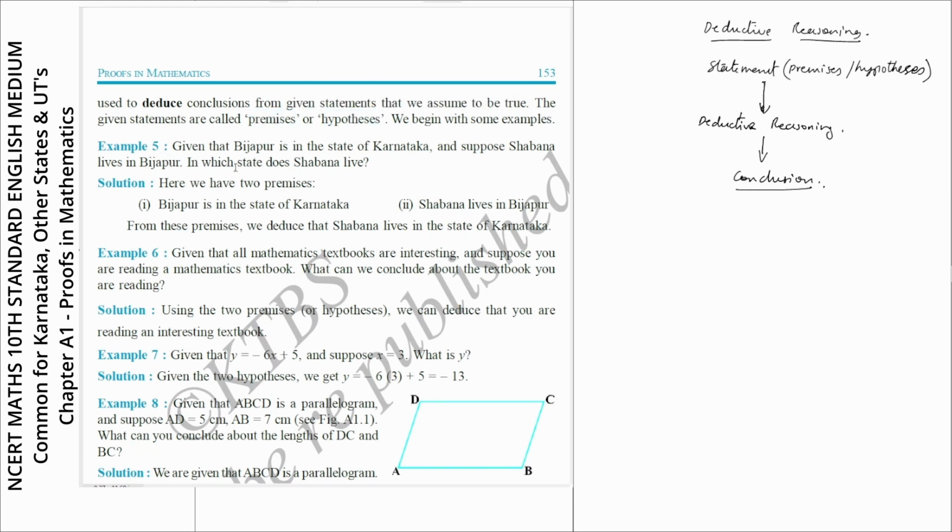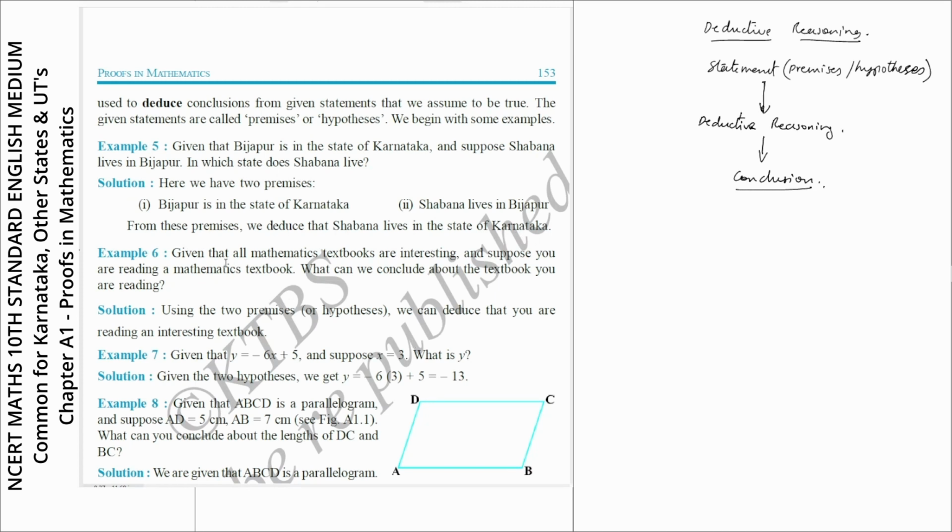Example 5: given that Bijapur is in the state of Karnataka and suppose Shabana lives in Bijapur, in which state does Shabana live? So here there are two statements or hypotheses or premises, whatever you may call it. The first hypothesis is Bijapur is in the state of Karnataka. Another hypothesis is Shabana lives in Bijapur. From these two hypotheses we can conclude that Shabana lives in the state of Karnataka.